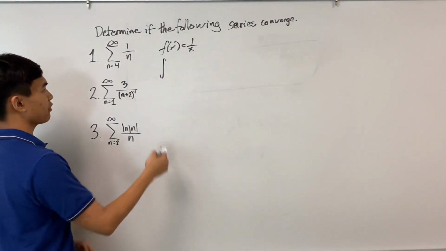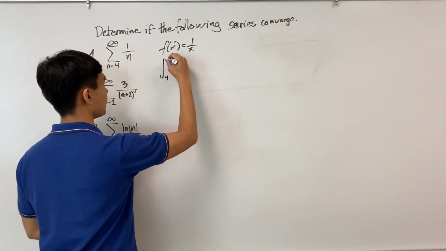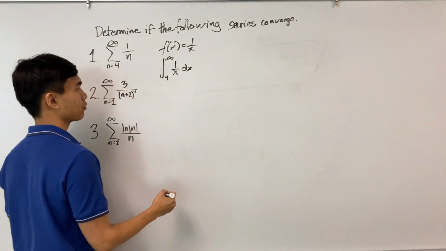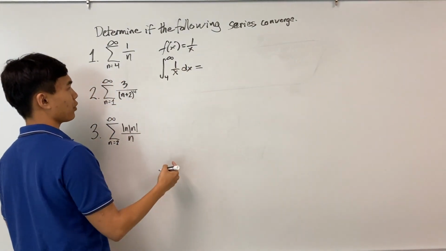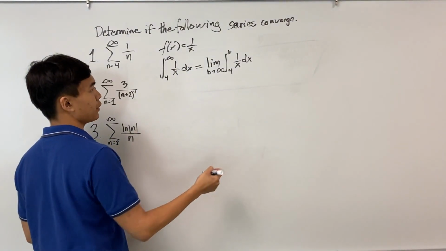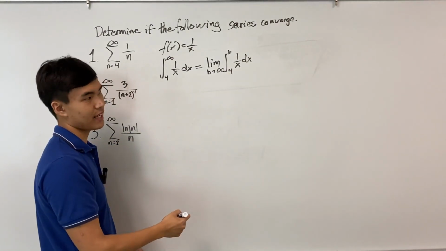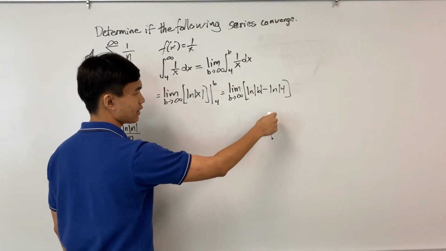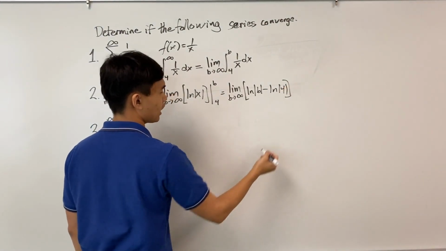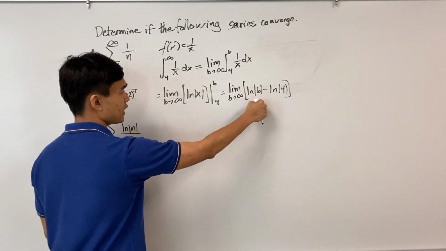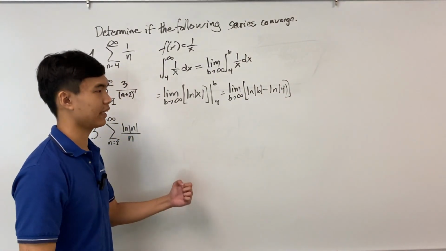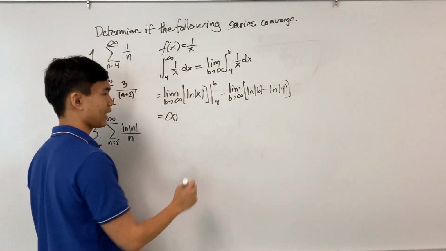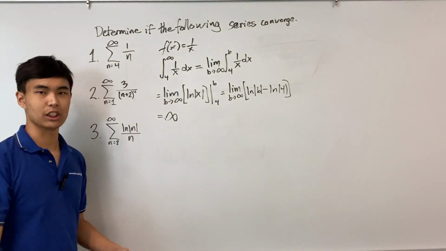So I'm going to be integrating from 4 to infinity of 1 over x dx. First, I'm going to make this integral proper with a limit, like so. And we know that this integral is equal to ln of x, like so. And we're evaluating from 4 to b, which expands to this. So ln of 4 is a constant, but ln of b, when b goes to infinity, is ln of infinity, which is infinity. So this integral diverges, so this series also diverges.